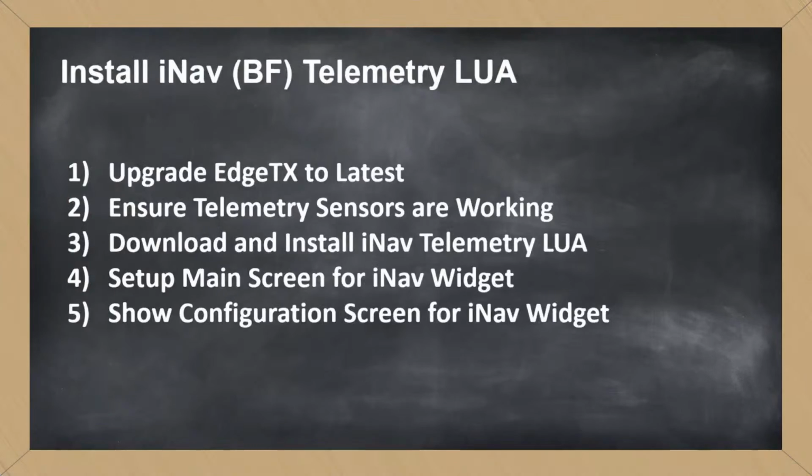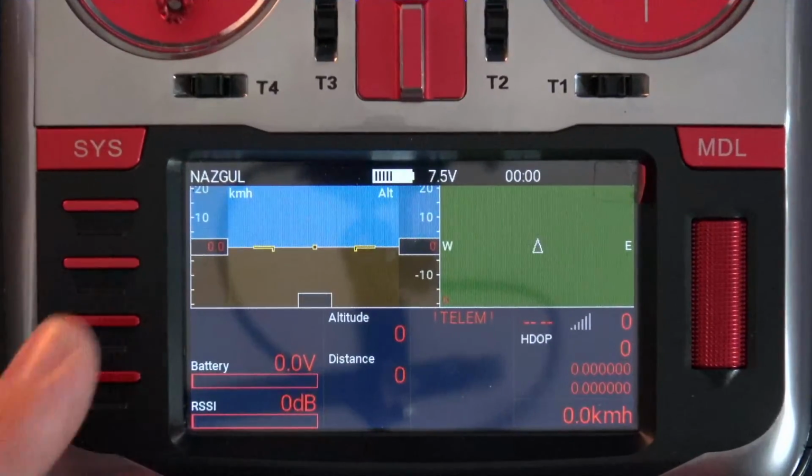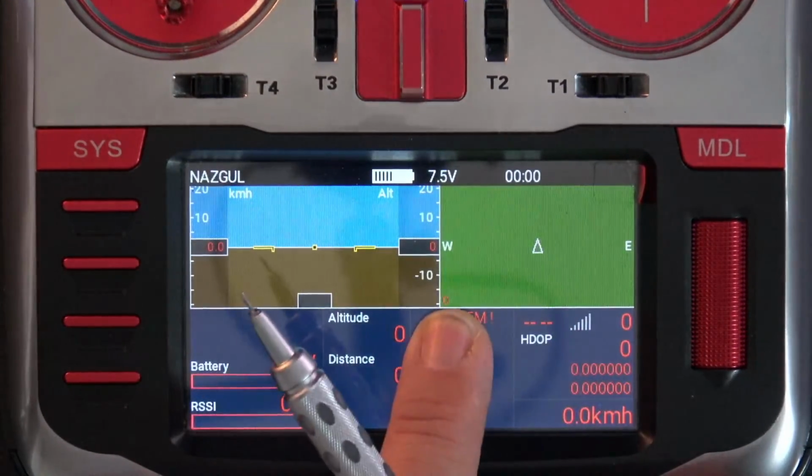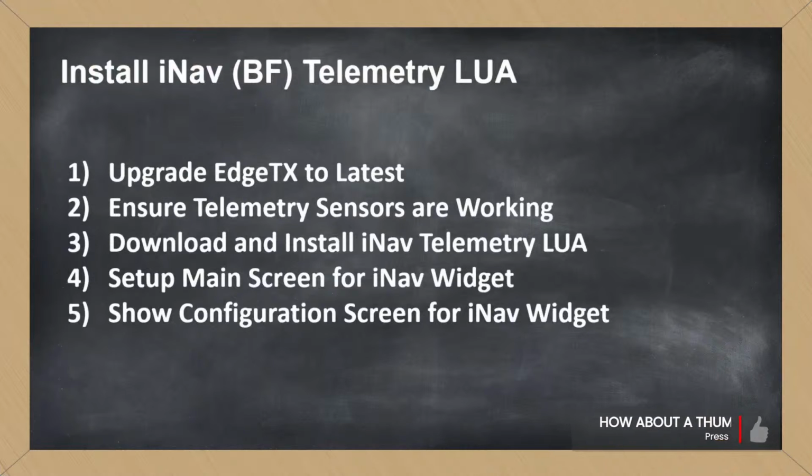Okay, so if we go back to the Blackboard, now what we've done is we've downloaded and installed the iNav Telemetry LUA, and we've set up the main screen for the iNav widget. That's what we just got through covering, right? We just set up the main screen, so we added the iNav widget. All right, and now the last thing is to show the configuration screen for iNav.